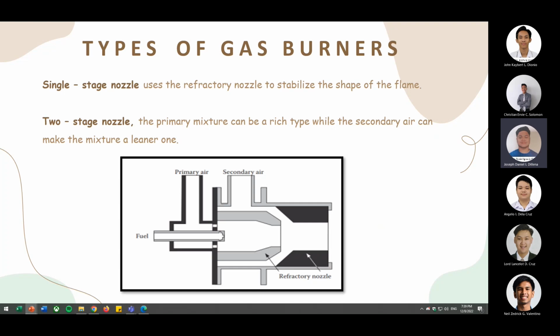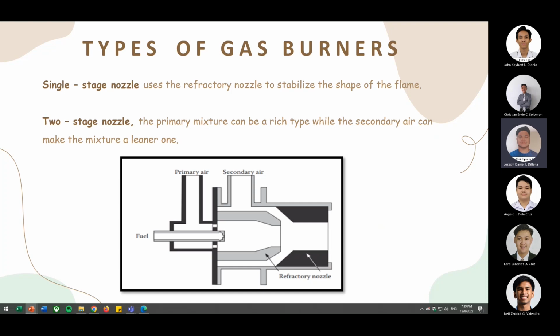First, the single-stage nozzle. It uses the refractory nozzle to stabilize the shape of the flame. However, re-radiating heat from the flame causes it to reach the peak temperature and produce a large amount of nitrous oxides.